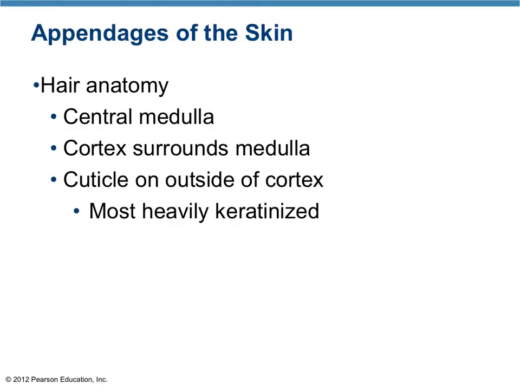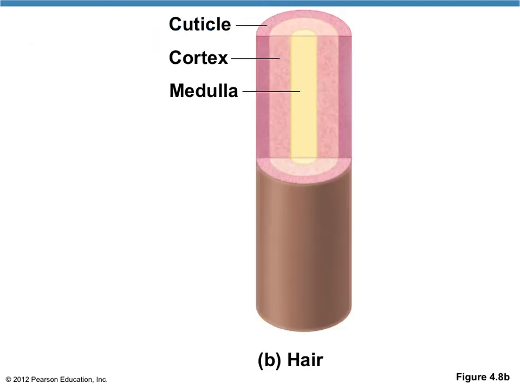Hair does have its own anatomy. In the center of the hair is a structure called the medulla. Then there's a cortex that surrounds the medulla. On the very outside of the hair is something called the cuticle. It's the most heavily keratinized part of the hair, and that's what protects it from drying out and things like that. Here you can see the three layers. The center is the medulla, then the cortex, and the cuticle is the outermost surface.